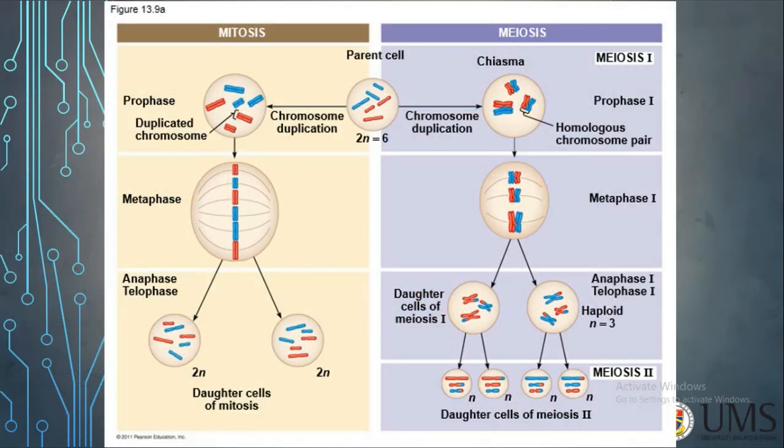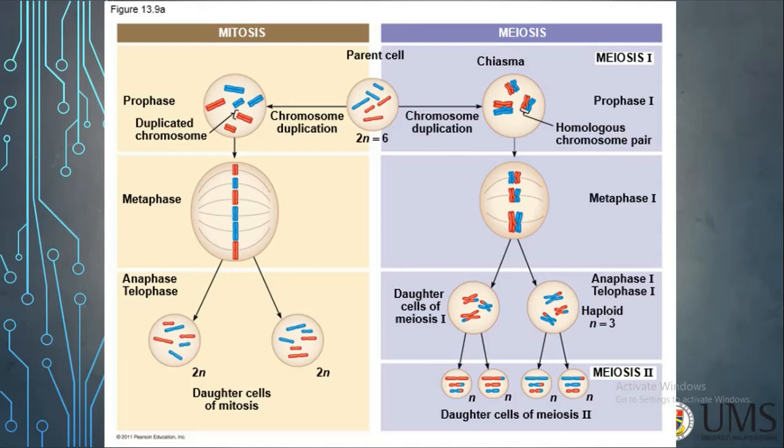So here is the comparison between mitosis and meiosis. Here we can see for mitosis, only the chromosome is being duplicated, but for meiosis, a number of interesting events occur, such as synapsis and crossing over. And during metaphase, in mitosis, the chromosomes are aligned at the metaphase plate. However, during meiosis, the homologous chromosomes are aligned at the metaphase plate.